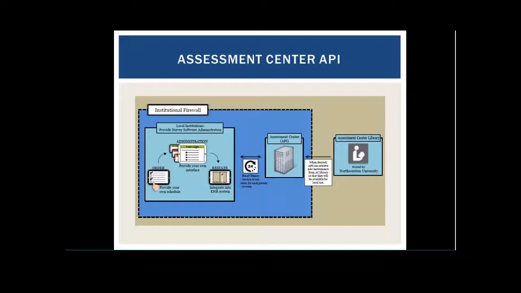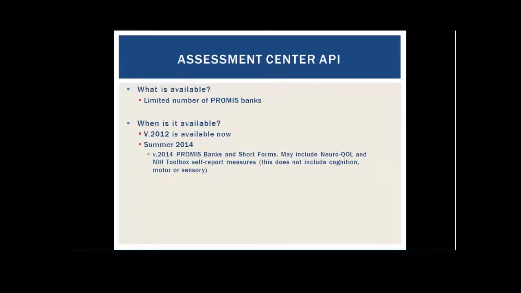So the benefit of the API is that it does run locally. The data is contained within your institution's firewall, but at the same time, new content is always available. Over here on the right-hand side of the diagram, you'll see this Assessment Center library. Every time new content is released, your API installed at your institution can call the Assessment Center library and bring in new measures. As I mentioned, the benefit is it runs locally, so if there are any legal reasons why data needs to stay within your firewall, this is a solution that we've come up with.